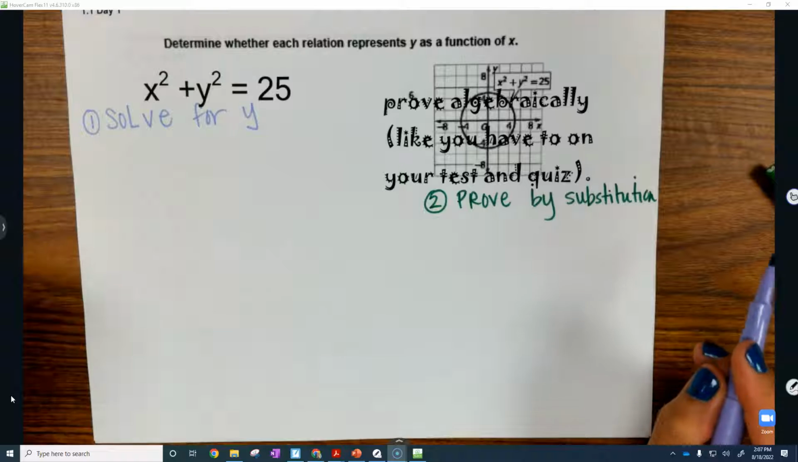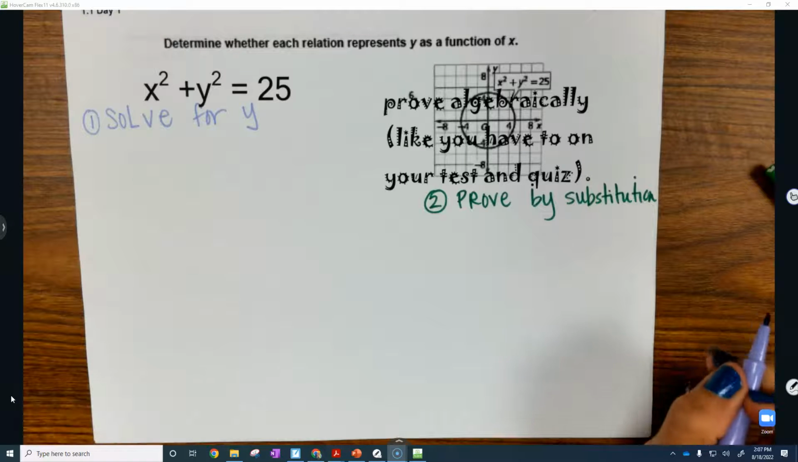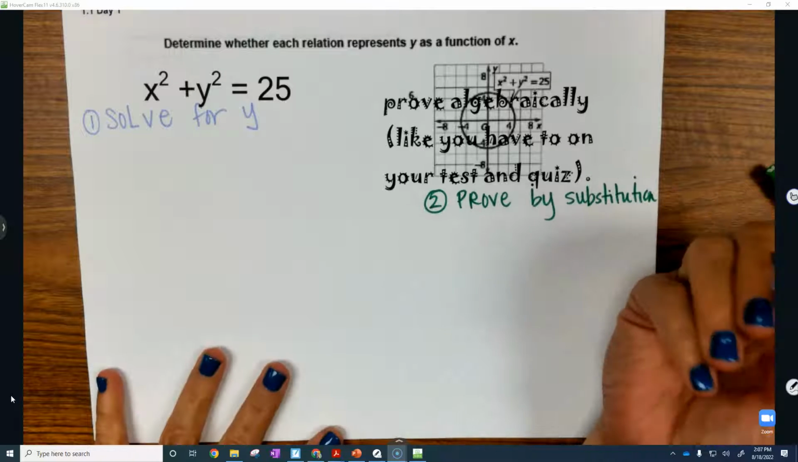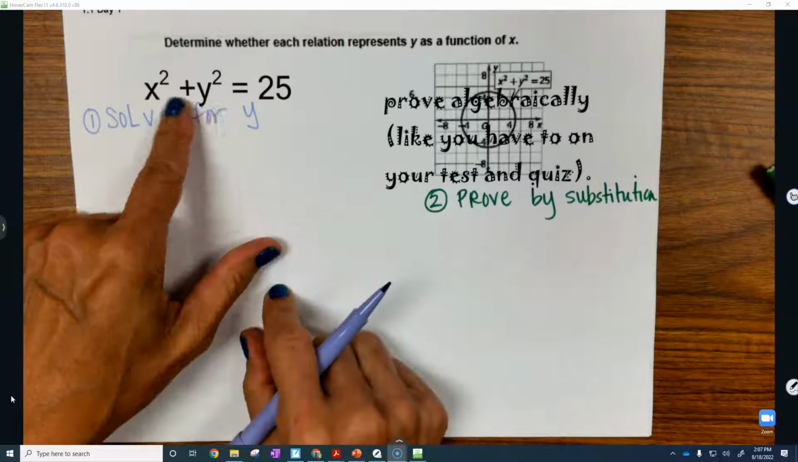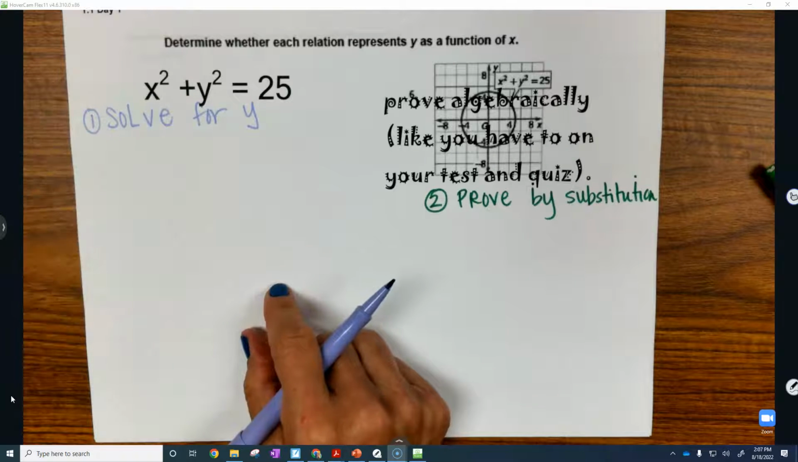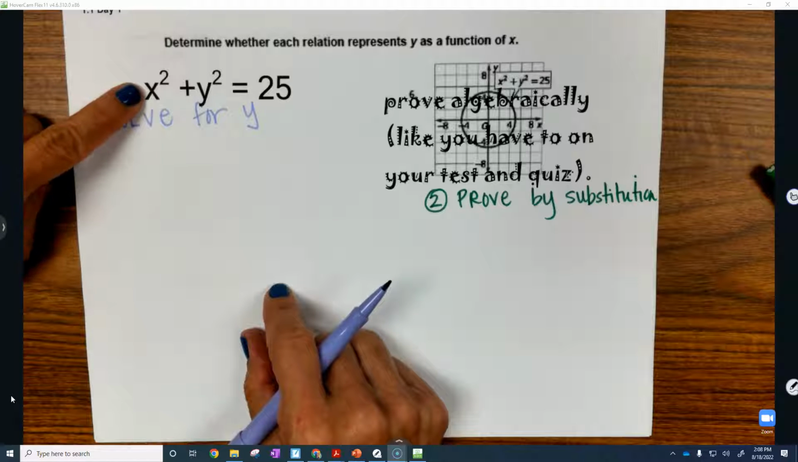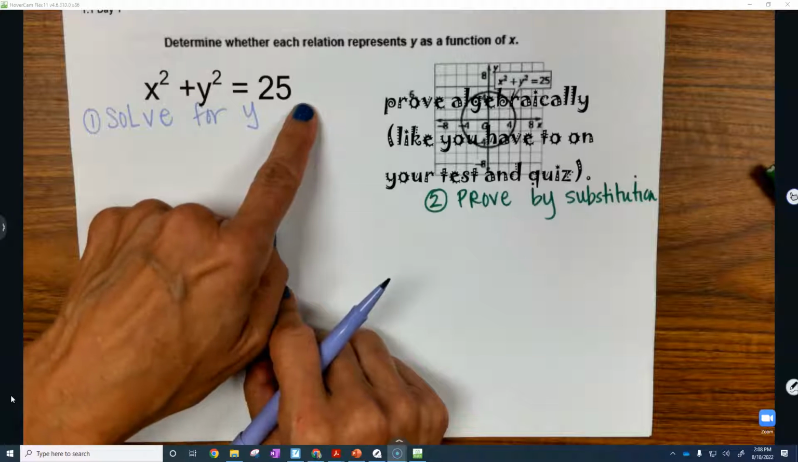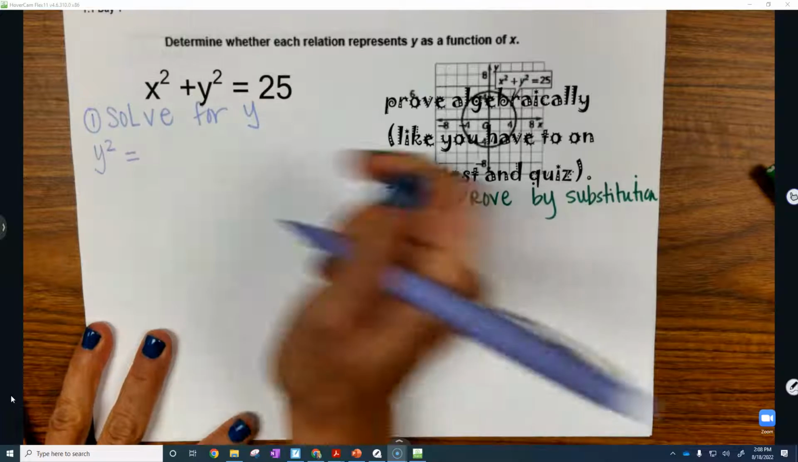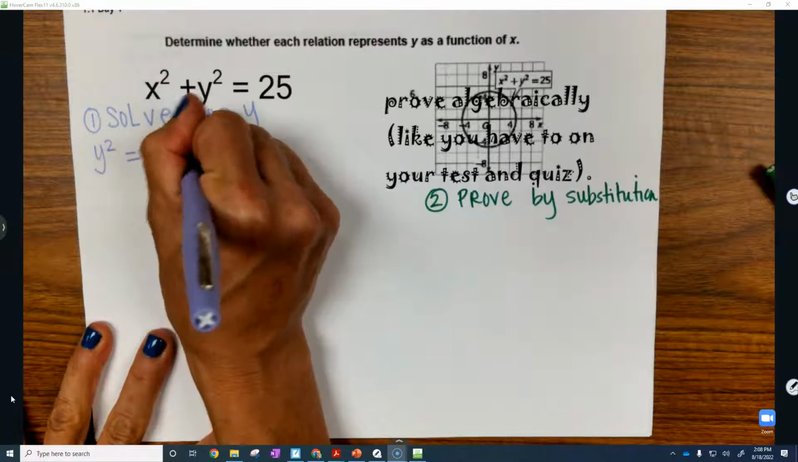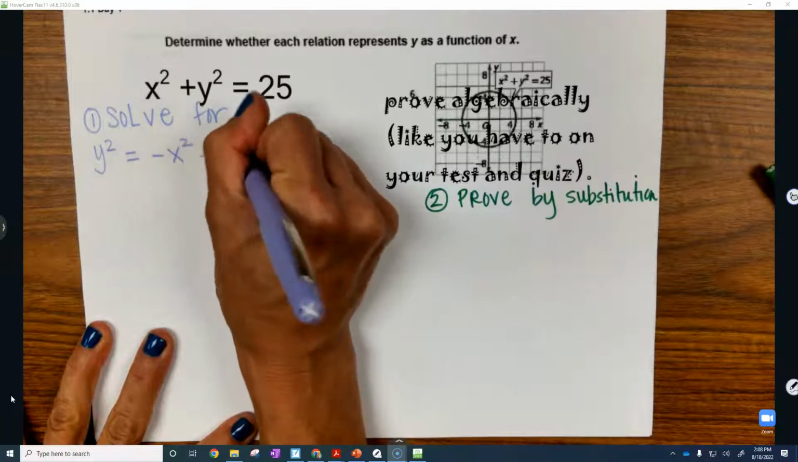To prove that something is not a function, we're always going to solve for the letter y. Right now, y is not all by itself. It's being squared. It's got an x squared next to it. We got some solving to do. So the x squared right here, it's going to move to the other side. So I'm going to have y squared equals negative x squared plus 25.